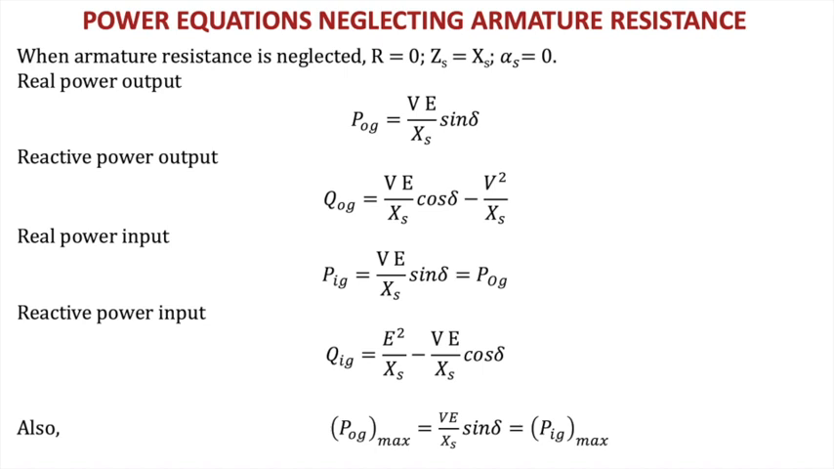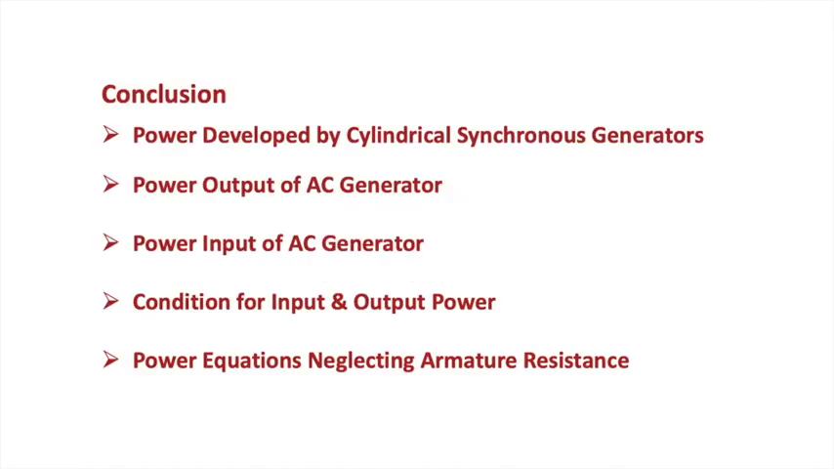So these are the shorter forms we get when we neglect the armature resistance. Therefore we can conclude that when we neglect the armature resistance, the maximum output power and the maximum input power are both equal to VE by Xs sin del. That is, the input will be maximum and the output will be maximum, and it can be given by the equation V into E by Xs, sine of the power angle. So these are the expressions we have calculated for the different powers.